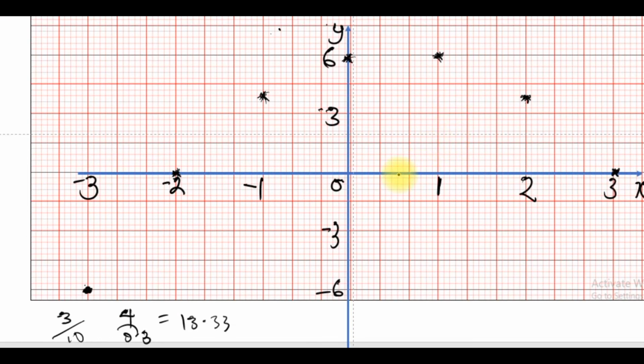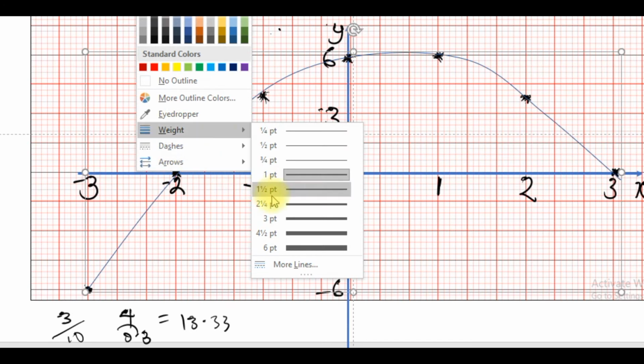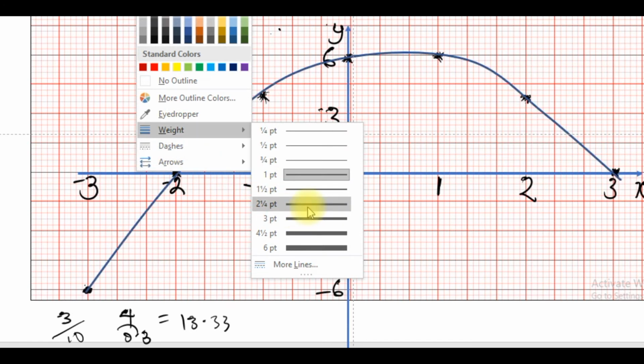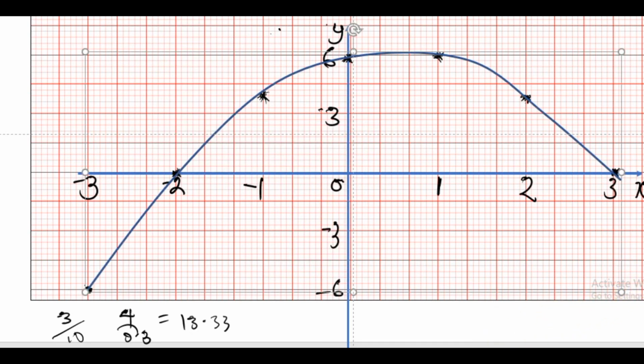So let's now join our points. That's it, we are joining the points. Let's make it bolder. So that's our point. We've joined the curve.